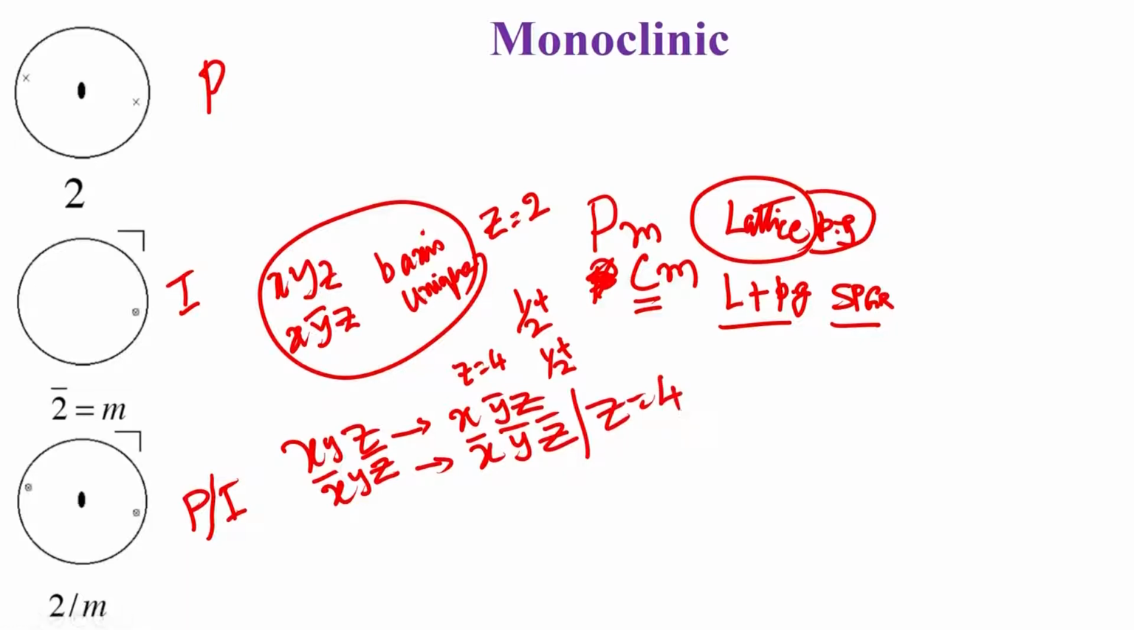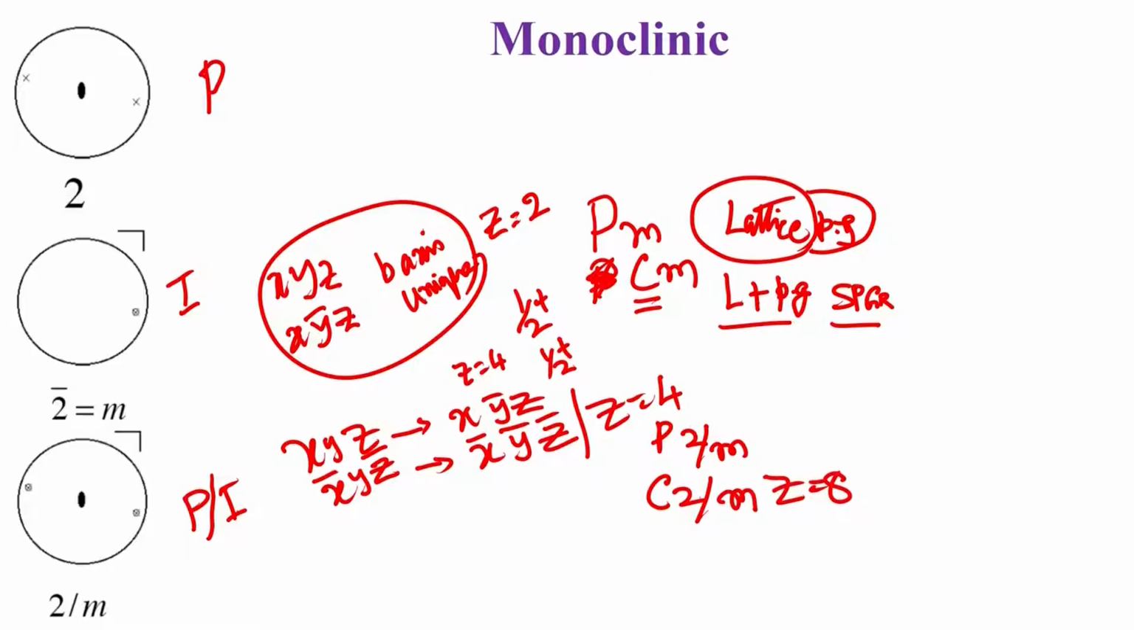And what are the types of space groups we can have here? We can have P2 by m and C2 by m, and these will have now 4 equivalent points, z equals 4, and C2 by m we will have z equal to 8. So, there will be 8 equivalent points.